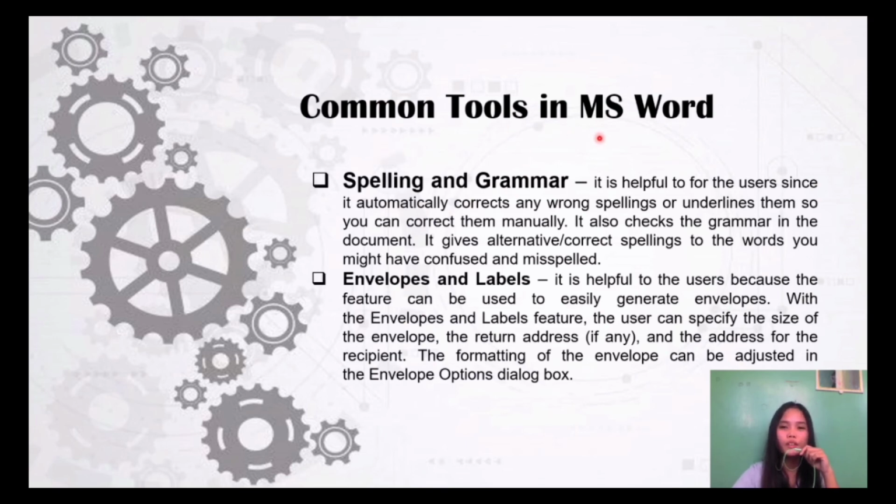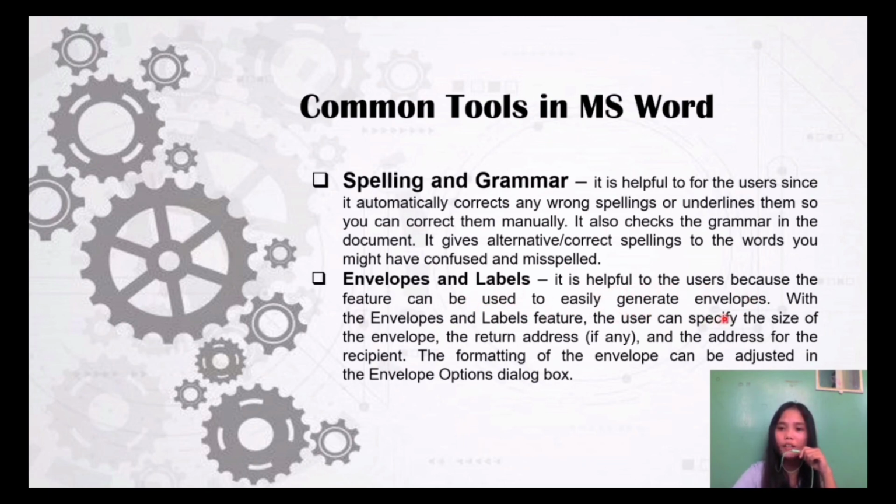There are common tools in MS Word also. Spelling and grammar is useful for the user since it automatically corrects wrong spellings or underlines them so you can correct them manually. It also checks the grammar in the document and gives alternative correct spellings for words you might have confused or misspelled.